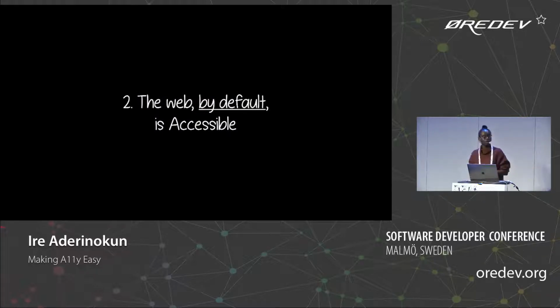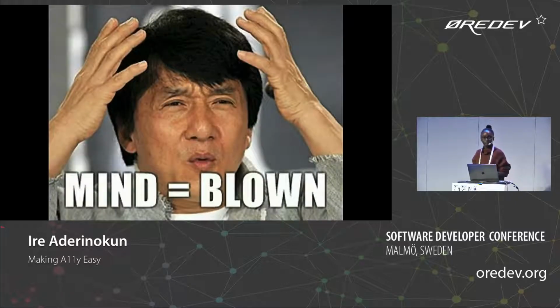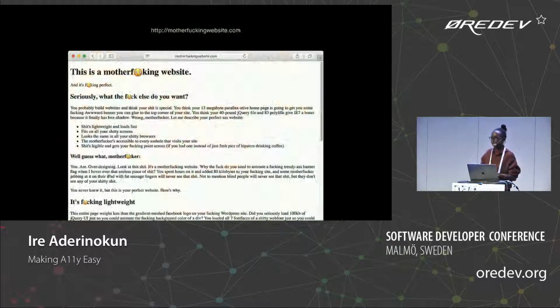So another reason that accessibility is important is the web by default is actually really accessible. And this, I guess, kind of blew my mind the first time I really thought about it. Because if you think about it, the most accessible type of website is something that looks like this. It's just plain text, and it has almost nothing apart from the content. And the reason it's so accessible is because plain text is the most malleable form of content, because it can be converted into anything.